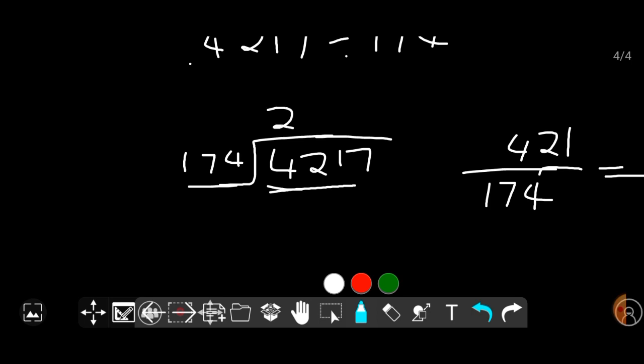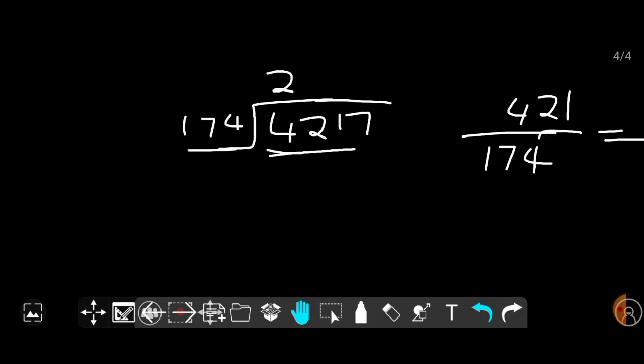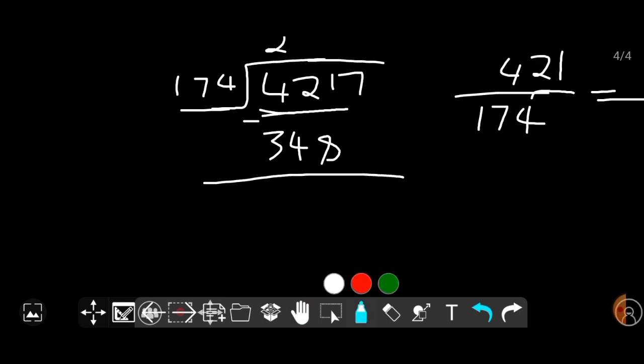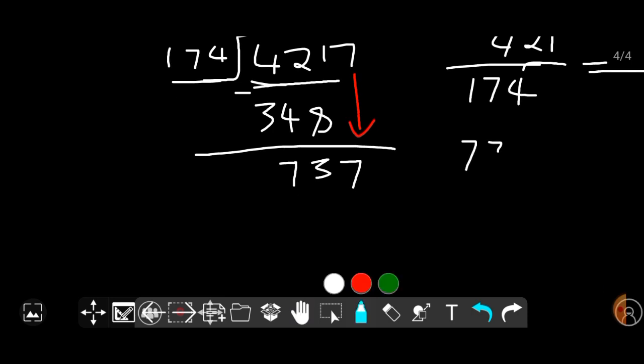Then the number I multiply, so I say 2 multiplied by 174, then I get 348. The numbers are now alike, so I subtract them. 421 subtract 348 is 73. And since 73 is left, this means I must take down. So when you take down 7, you have 737.